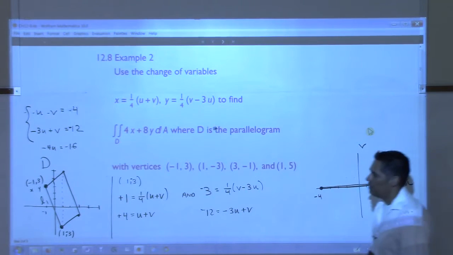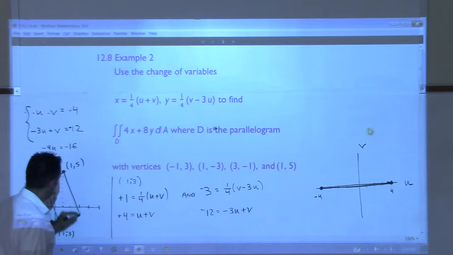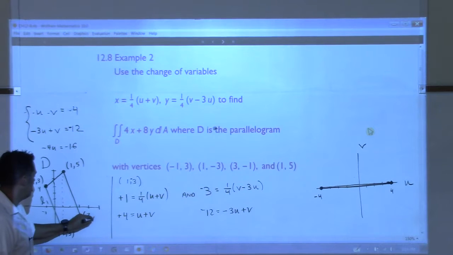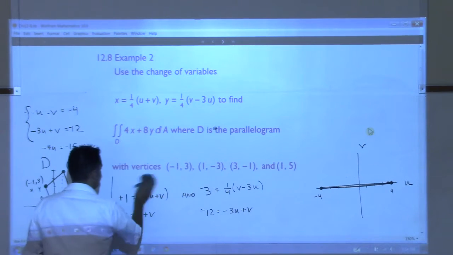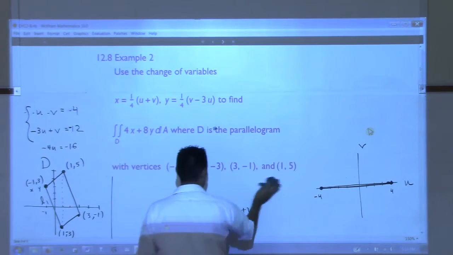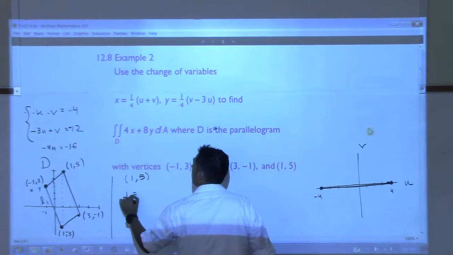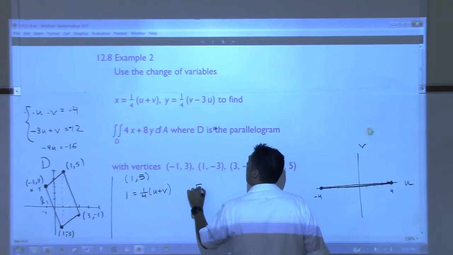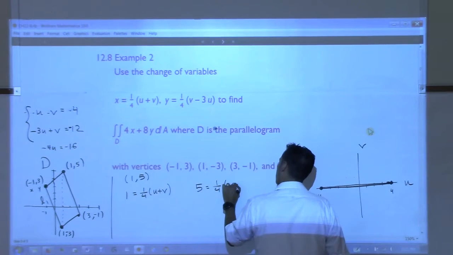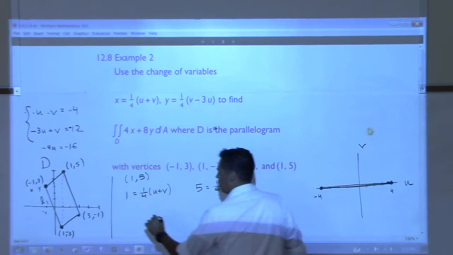Then we can do the same thing for these 2 points. So let's see, that point is the point 1, 5, and this is the point 3, -1. So we have to play this game again, all right? Unfortunately, I got to keep doing this again. Okay, let's do it. Let's do the one for 1, 5, sorry. For 1, 5, this equation becomes 1 equals 1/4 u plus v. And then the other one becomes 5 equals 1/4 v minus 3u. This is tedious, yes? Yeah. Yes. Okay. 4 equals u plus v.